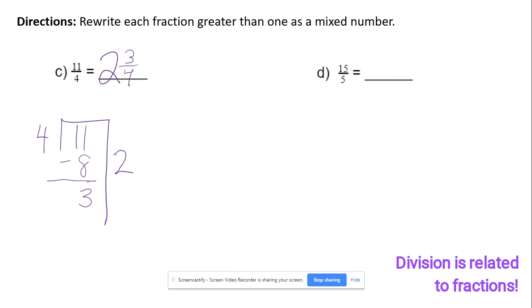So now we're doing 16 divided by 5. So when we are dividing a fraction greater than 1, it can also just be a plain whole number.